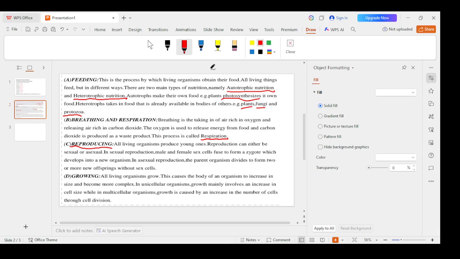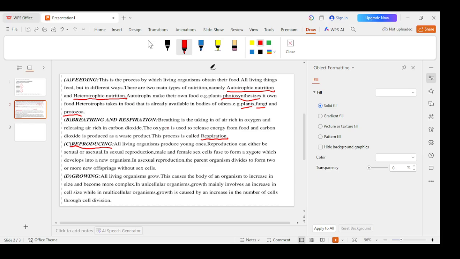So in an exam, if they ask you to give two examples of sexual reproduction, number one, you have humans. Number two, you have animals. These undergo the process called sexual reproduction. Then for asexual reproduction, we have plants. So plants are examples of asexual reproduction.